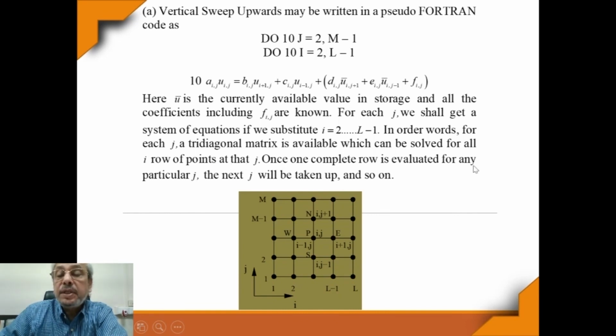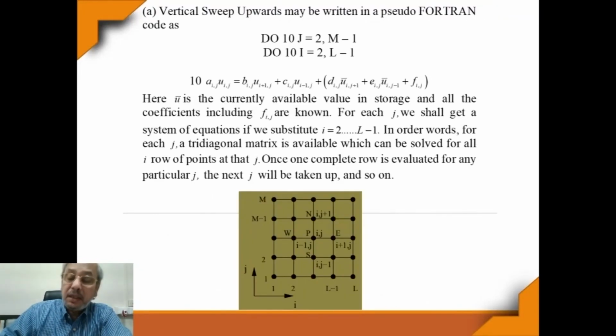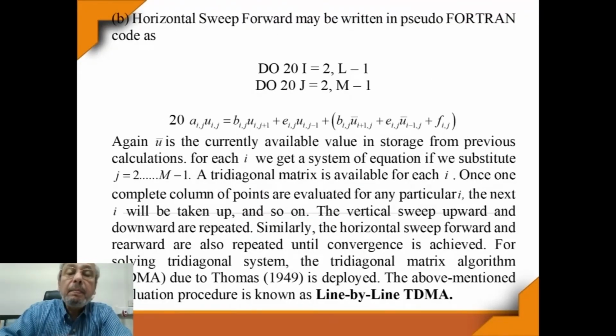Once one complete row is evaluated, then we go for the next j. And at every j, we will see that j plus 1 and j minus 1 will be needed, and those values are available, the latest values. We will club them together as known values, and they will be contributing as known quantities. So this is the vertical sweep, and the earlier one is the horizontal sweep.